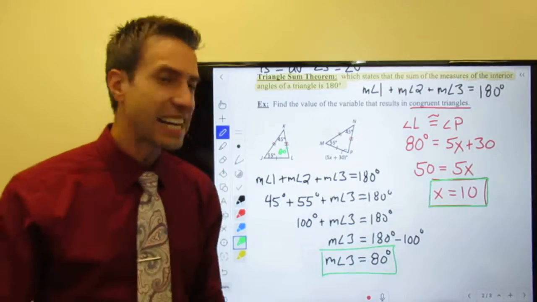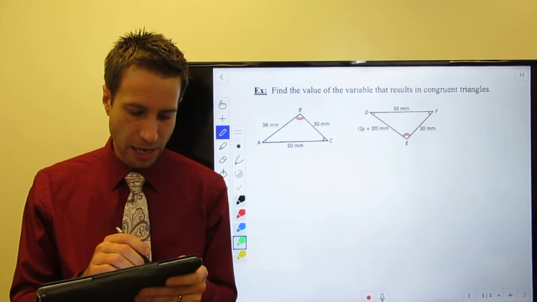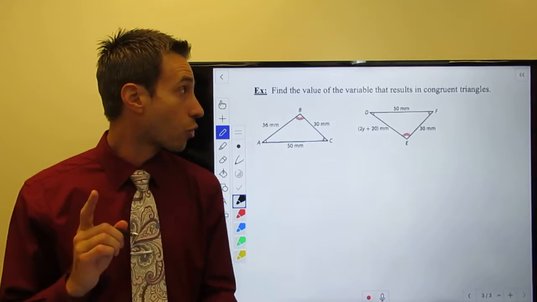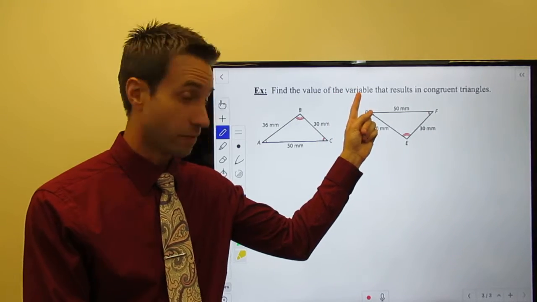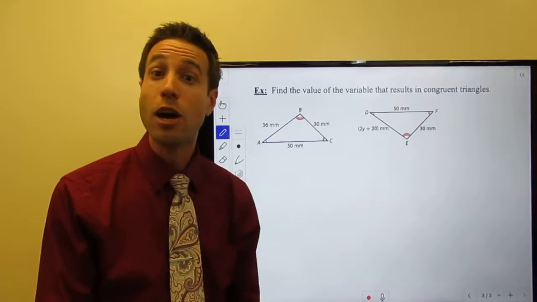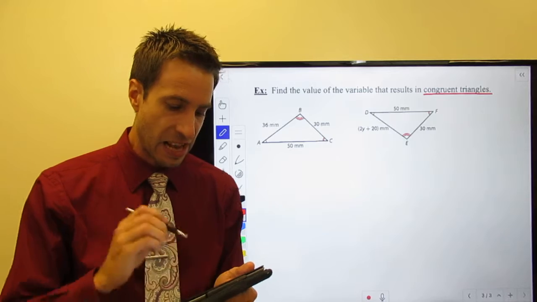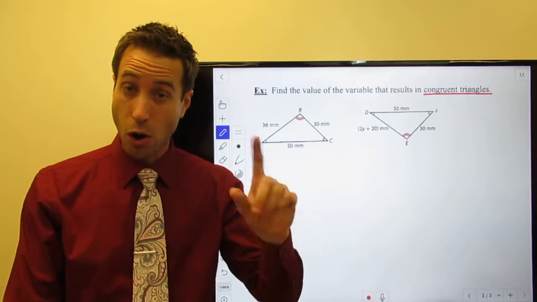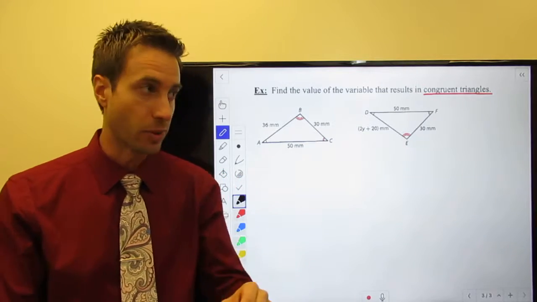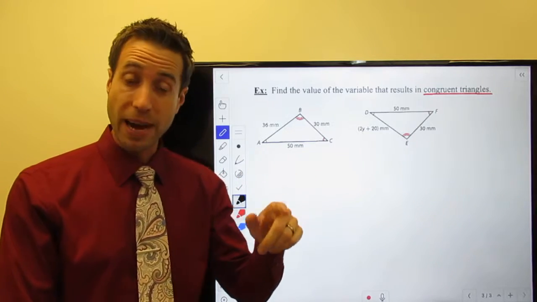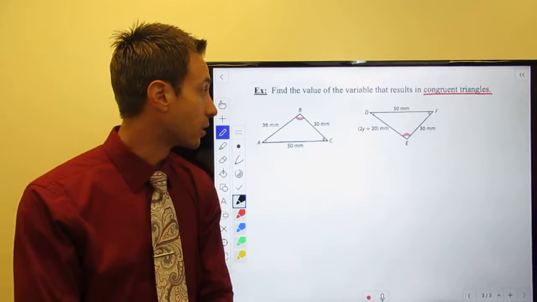Anyway, there we go. I got another one of these for you on the next page of the notes just to get a little bit more practice. So here we go. Let's go ahead and try this one. Again, same thing. I want you to find the value of the variable that results in congruent triangles. Again, congruent triangles tells me that all three pairs of corresponding sides must be congruent, and all three pairs of corresponding angles must be congruent.